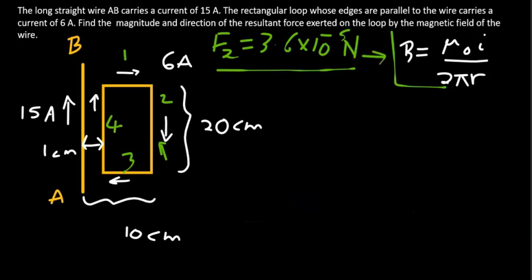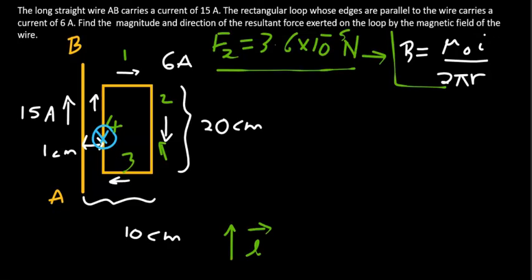Now let's look at segment 4. For segment 4, the current is going up. So that means that is the direction of that vector L. The magnetic field, as for segment 2, is going into the board.